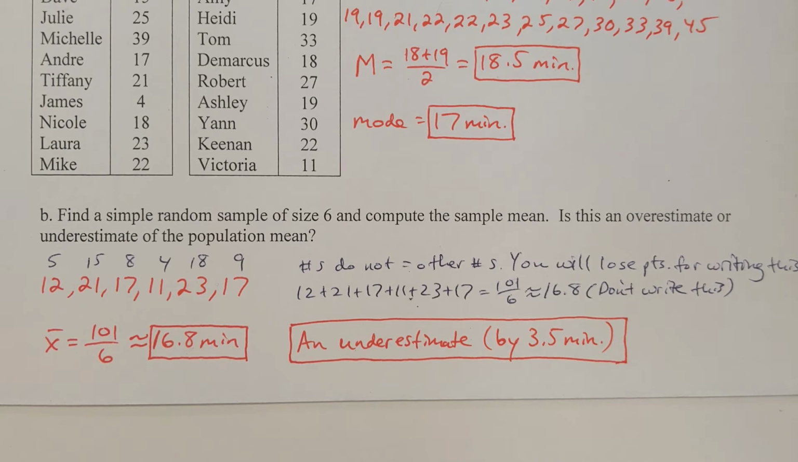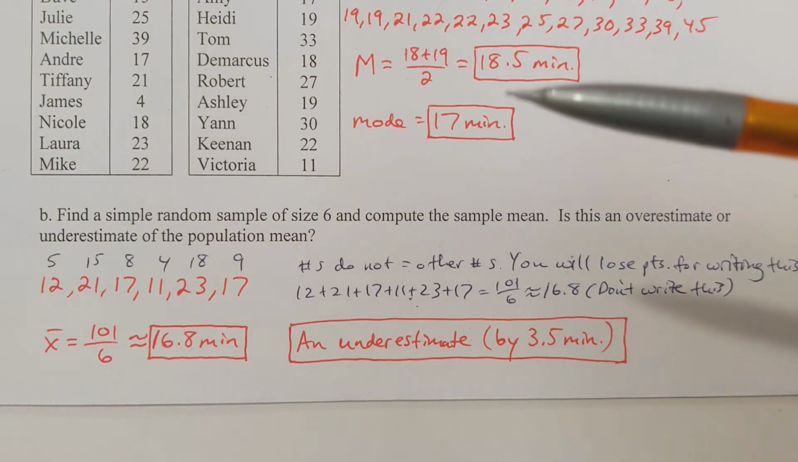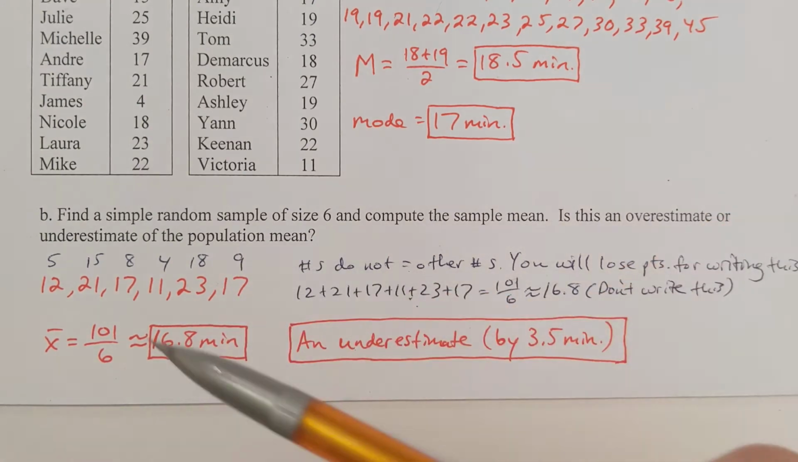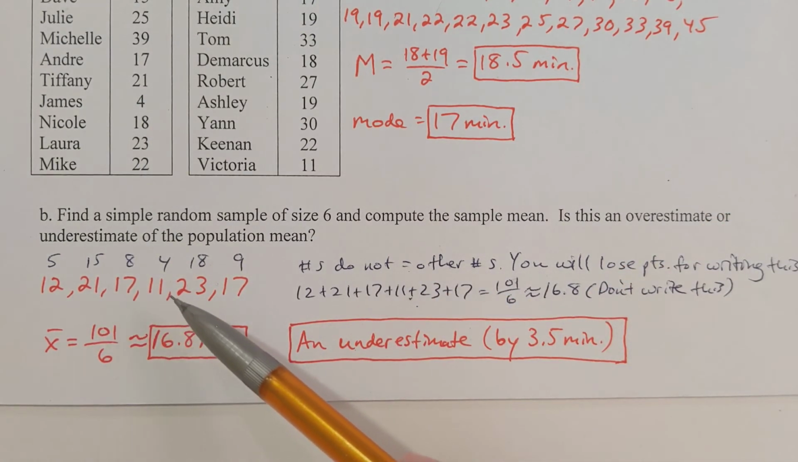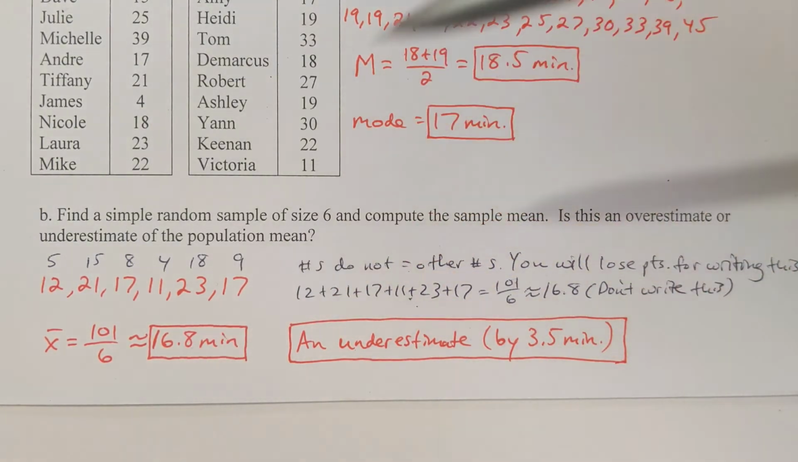to use that to find the sample mean. Okay, so whether it's a population or a sample, the procedure doesn't matter. I still add up the numbers and divide by the total. So if I take 12 plus 21 plus 17 plus 11 plus 23 plus 17, I get 101, and then divide that by 6. 101 divided by 6 should be roughly 16.8 minutes, if I go to the nearest one digit. So that would be the value of the sample mean.